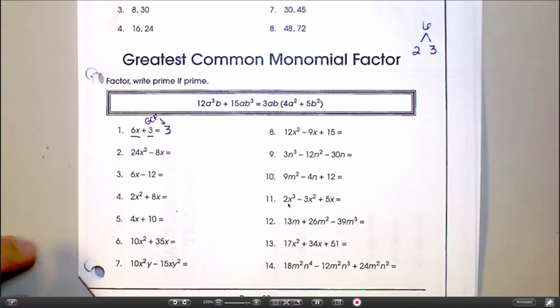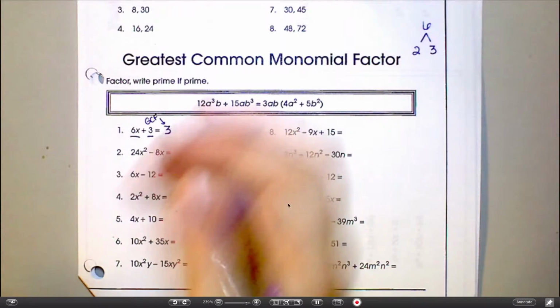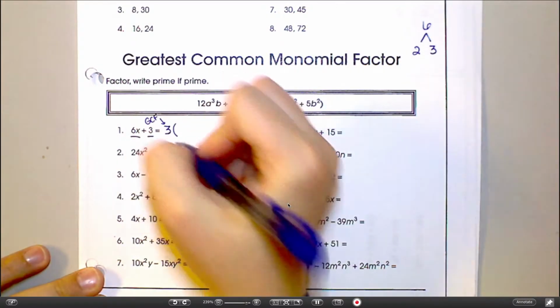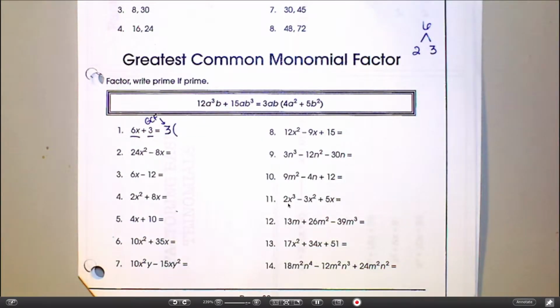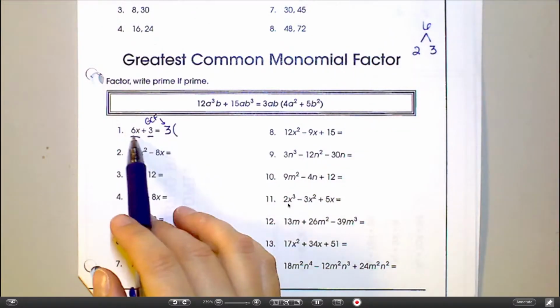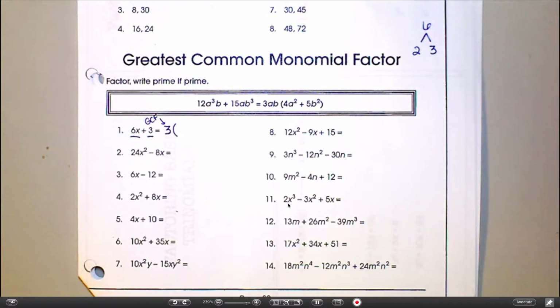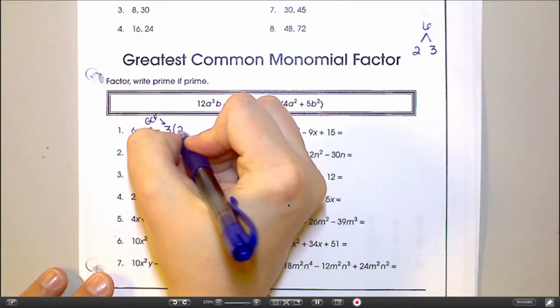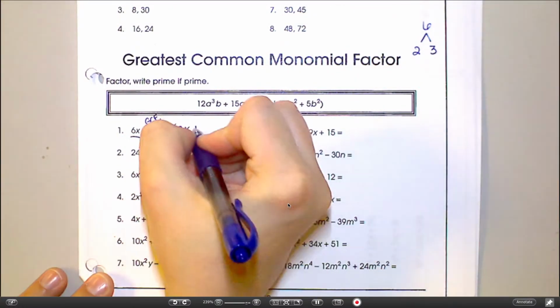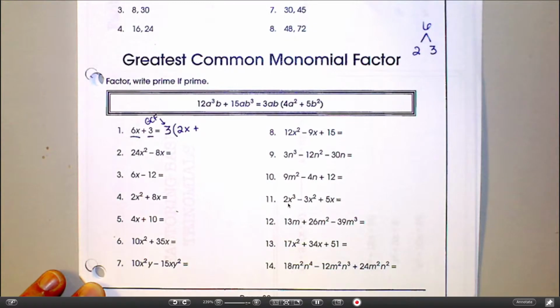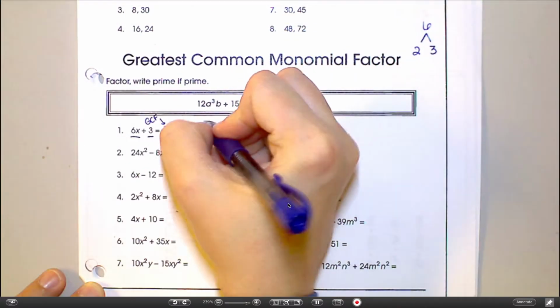Now I'm going to add another step on because you've already done that step. You know how to do the GCF part. What we are going to do is figure out what would be left over if I took that 3 out of each one of those terms. And when I say take it out, I mean divide. All right? So if I took 6x and divided it by 3, what would I be left with? 2x, right? And if I took 3 and divided by 3, what would I be left with? 1. Okay?